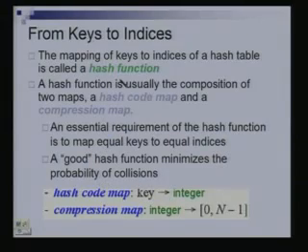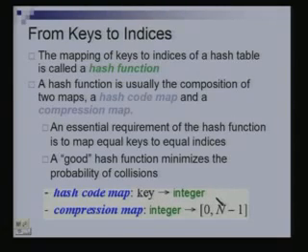So a hash function can actually be thought of as being in two parts. There is the hash code map and there is a compression map, and these two together make up a hash function. Recall, a hash function is basically a mapping of the keys to indices of your hash table. Your hash code map maps the key to an integer. If your key is already an integer, there is no need for this step.